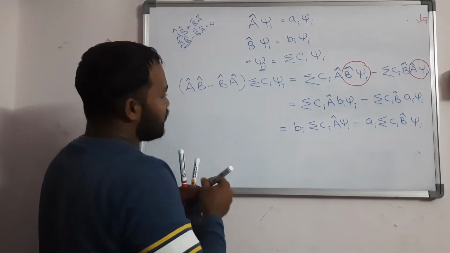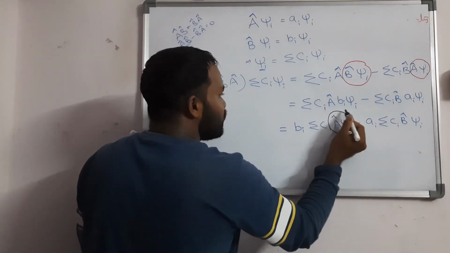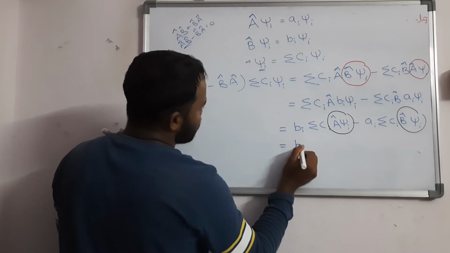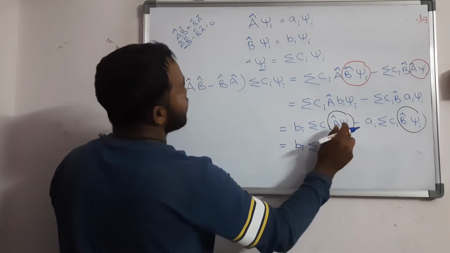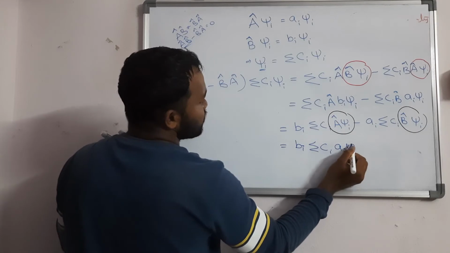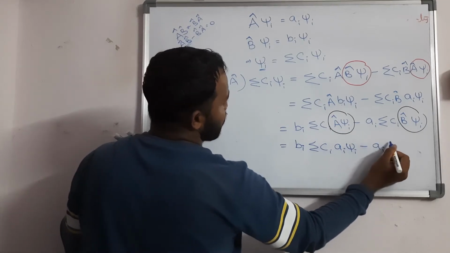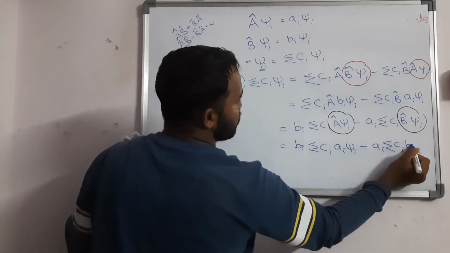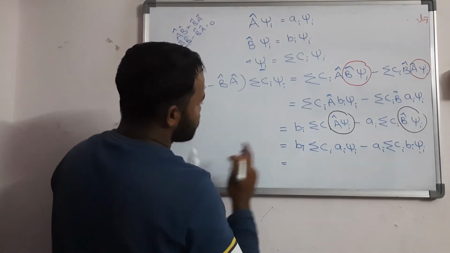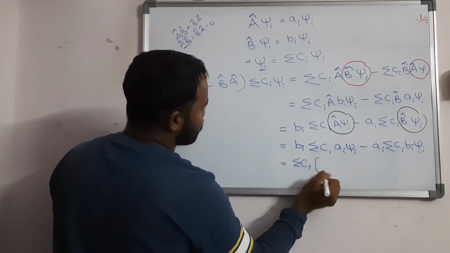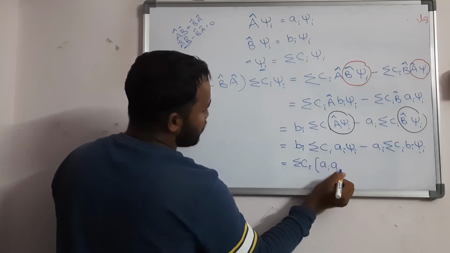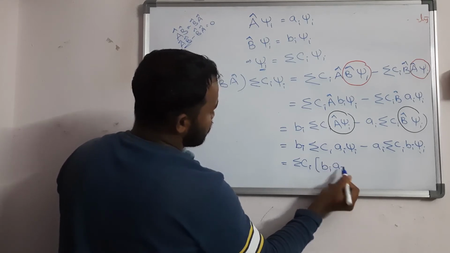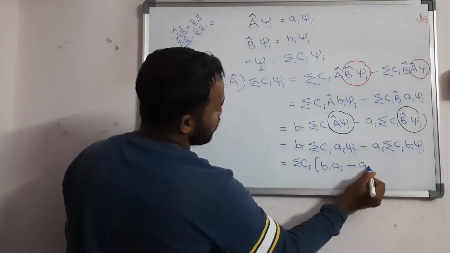If you observe clearly, again what is the A cap psi I value and what is the B cap psi I value? You should write as it is. So bi into summation ci into, what is A cap psi I? Ai psi I. Minus ai into summation ci into, what is B cap psi I? Bi psi I. Right. If I take summation ci common on both sides, you will get bi ai, bi ai. You are left with ai into bi ai, right, minus here ai bi.